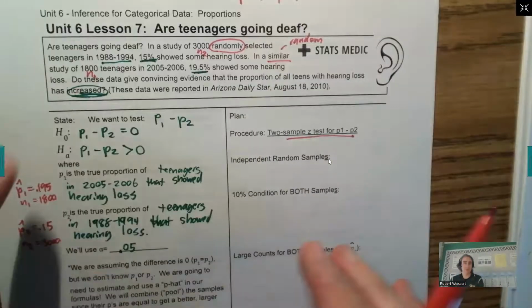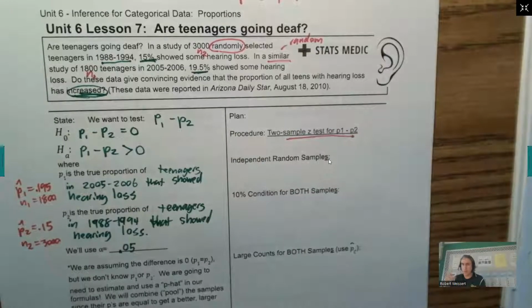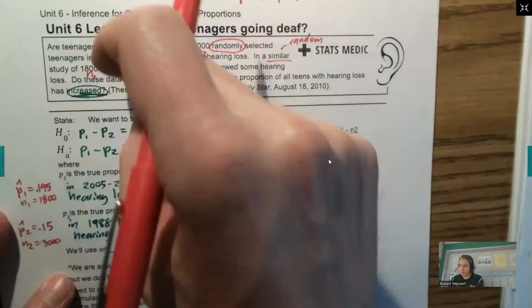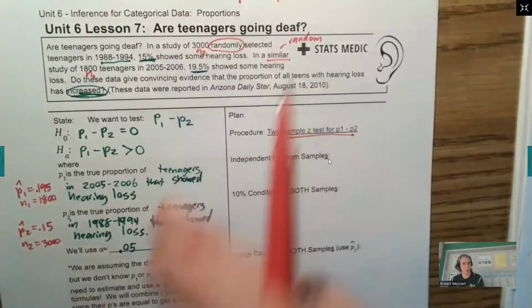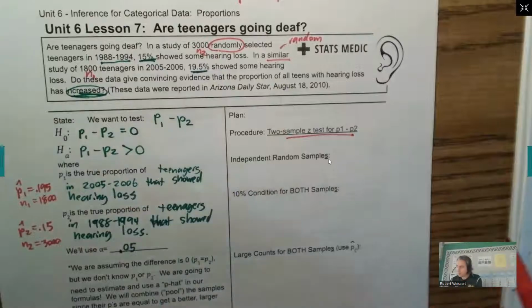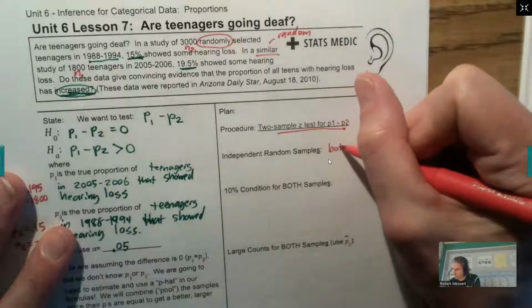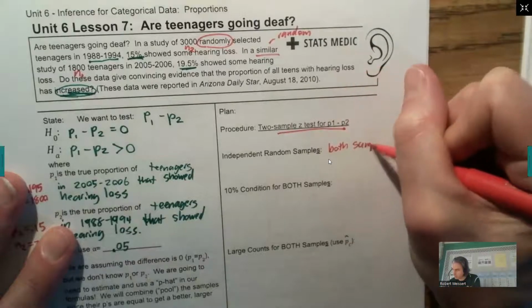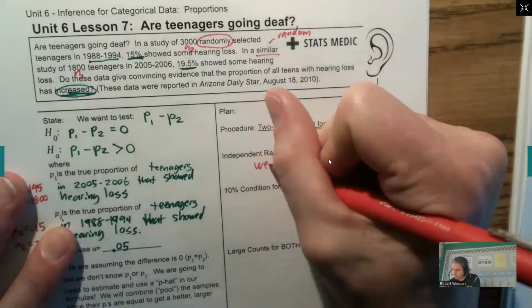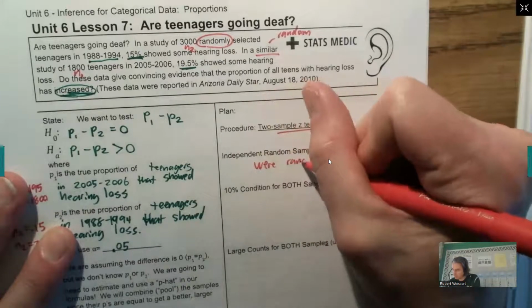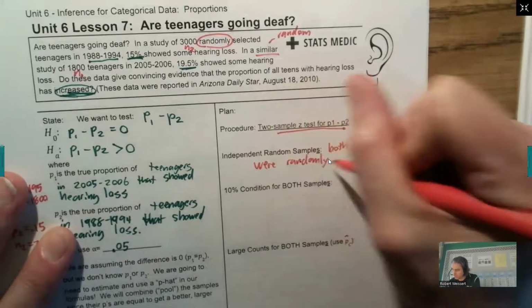And I wouldn't assume these studies had anything to do with each other because I think teenagers in this era would not be teenagers over here. So they're independent of each other. So we can say both samples were randomly selected.